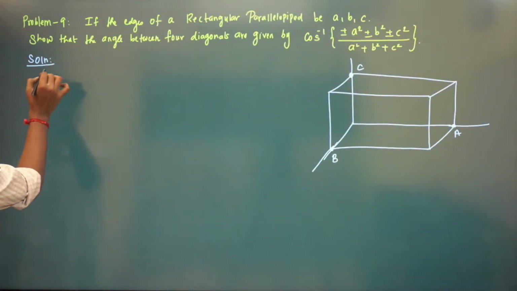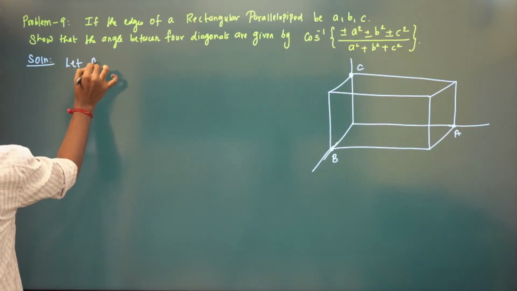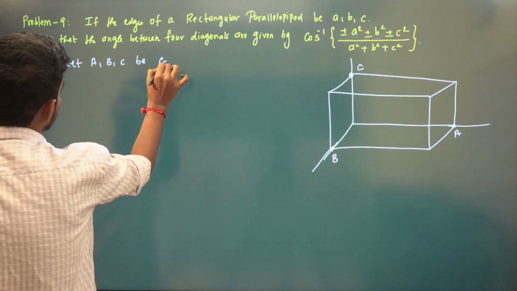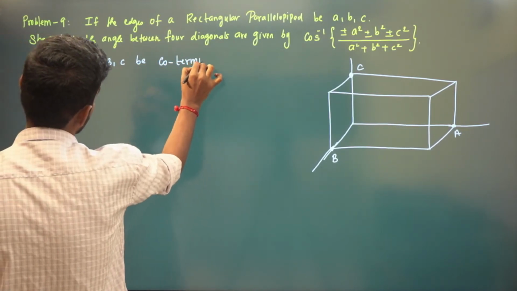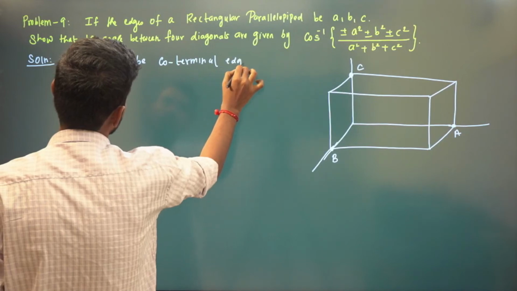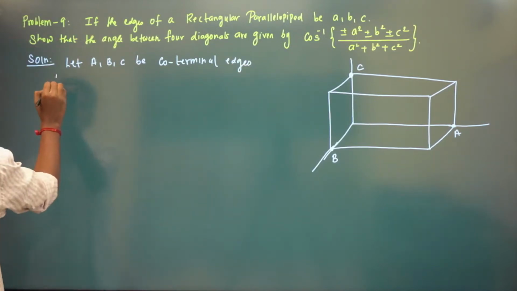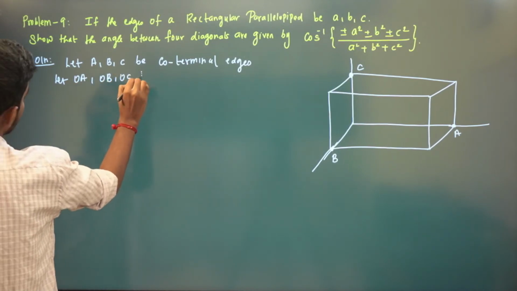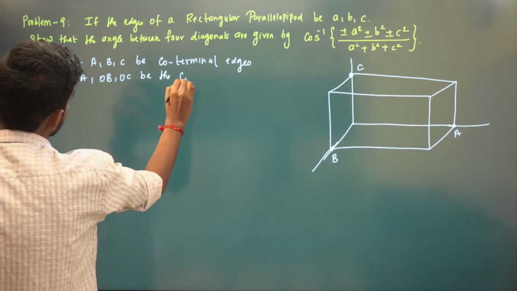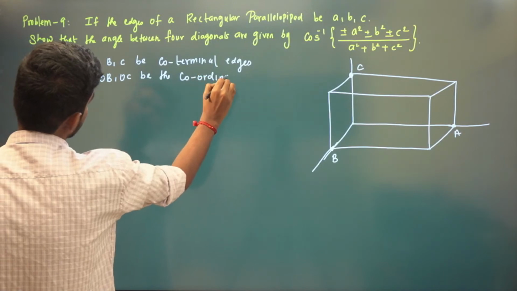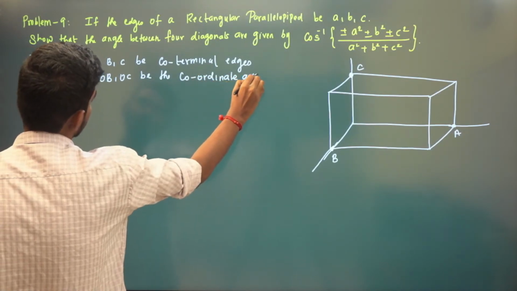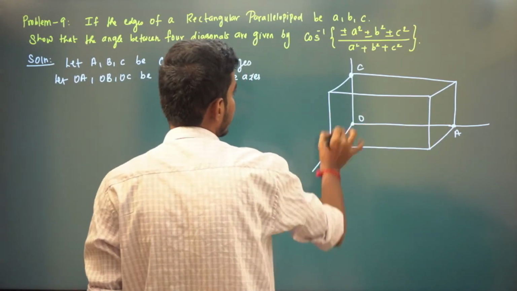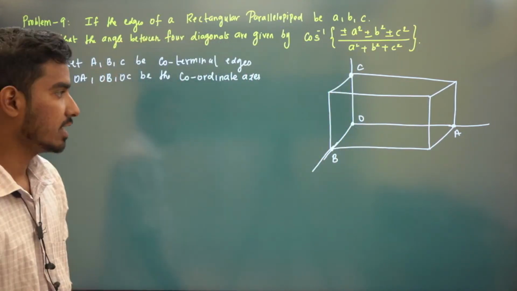So let a, b, c be the coterminal edges. Let OA, OB, OC be the coordinate axes. So this OA, OB, OC is our coordinate axes.